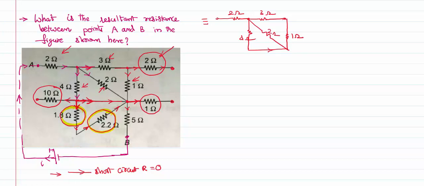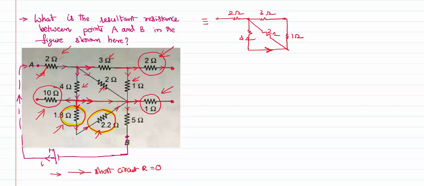I need not draw this 2 ohms. I need not draw this 1 ohm. I need not draw this 10 ohms. I need not draw; I have already drawn this 2 ohms. I need not draw this 1.8 and 2.2 because current is traveling through this zero resistance.